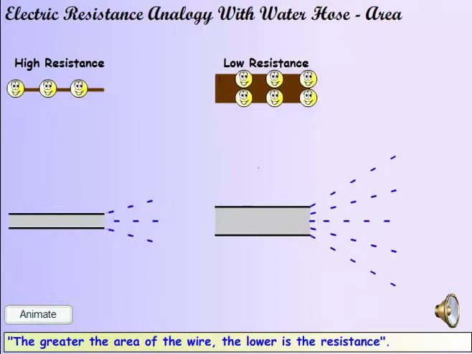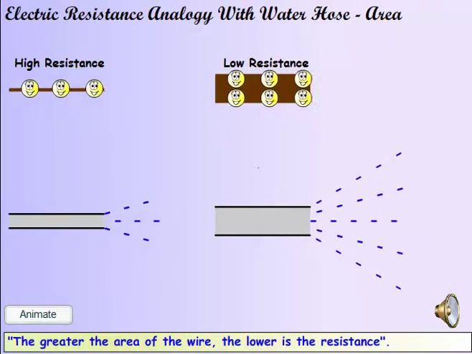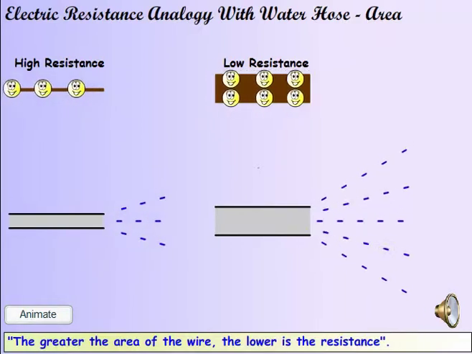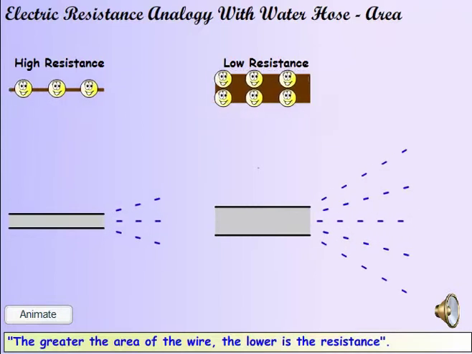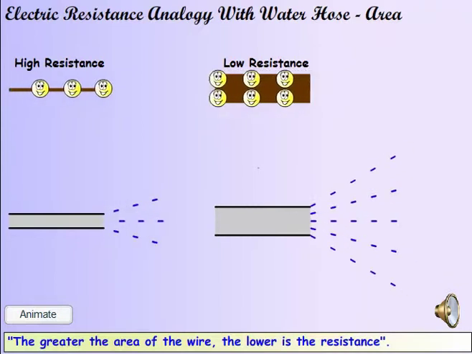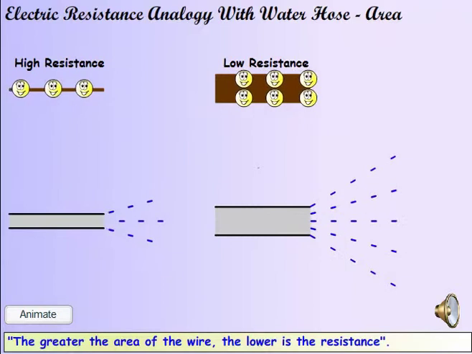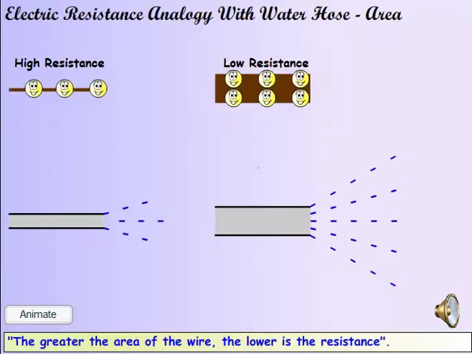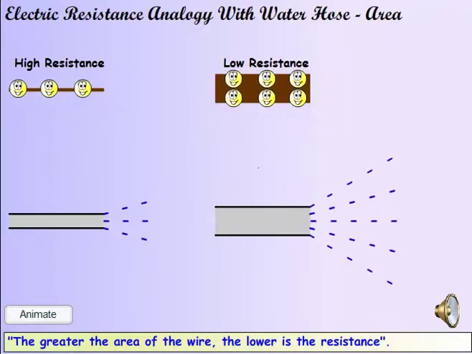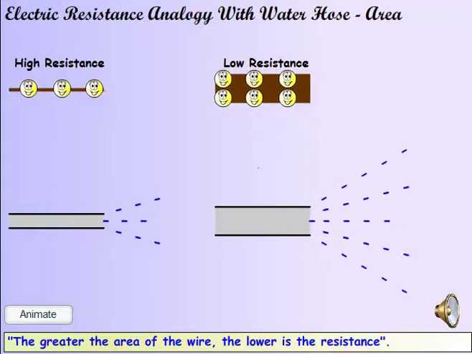Wires with lower areas of cross-section will have higher resistance as compared with wires with larger areas. This is because in thinner wires, the number of collisions of the electrons will be higher, thus increasing the resistance.